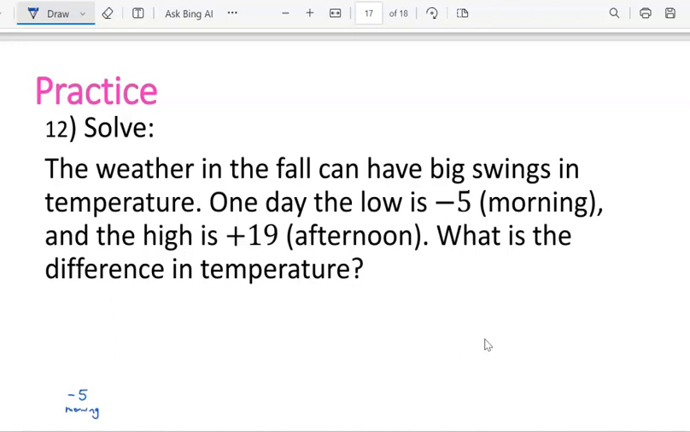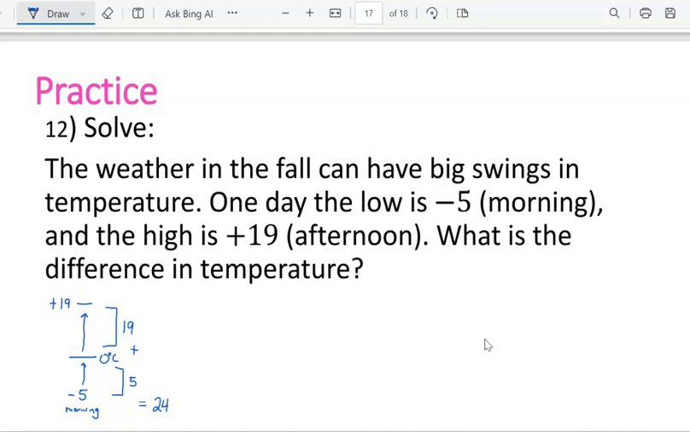And as the day goes on, we're going to be rising in temperature. So we're going to hit 0 degrees, and that's 5 degrees that we're going up. And then from there, we're going to just keep rising all the way until we hit that positive +19 degrees. And that, from 0 up to there, is a change of 19 degrees. So the difference in temperature from the morning at -5 all the way up through to +19 is actually 19 + 5, which is 24 degrees in change.